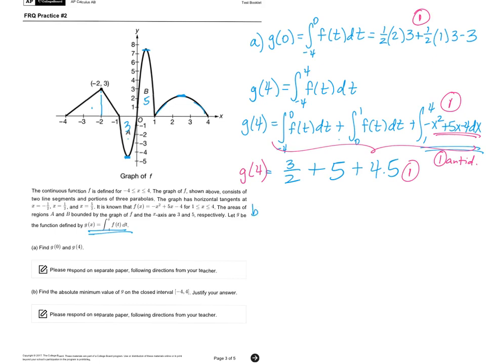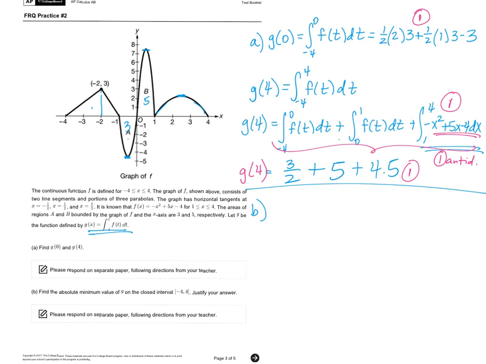And I'm going to leave that part up there because I'm going to actually refer back to letter A. Find the absolute minimum value of G on the closed interval -4 to 4. Absolute minimum, closed interval. I'm hoping you think candidates test. The values are pretty easy to find.